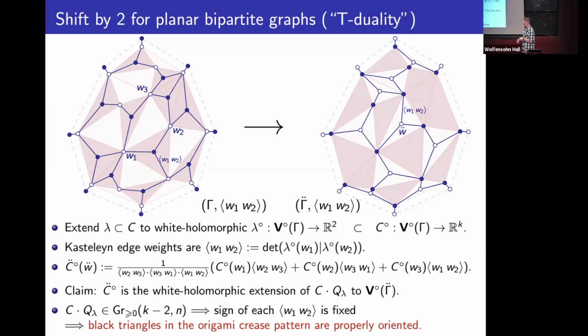And then if you replace lambda with lambda tilde, you show that all white triangles are correctly oriented. And that's it. That's sort of the end of the proof. There's some work that goes into these implications, but that's the gist of the proof. Any questions on this?